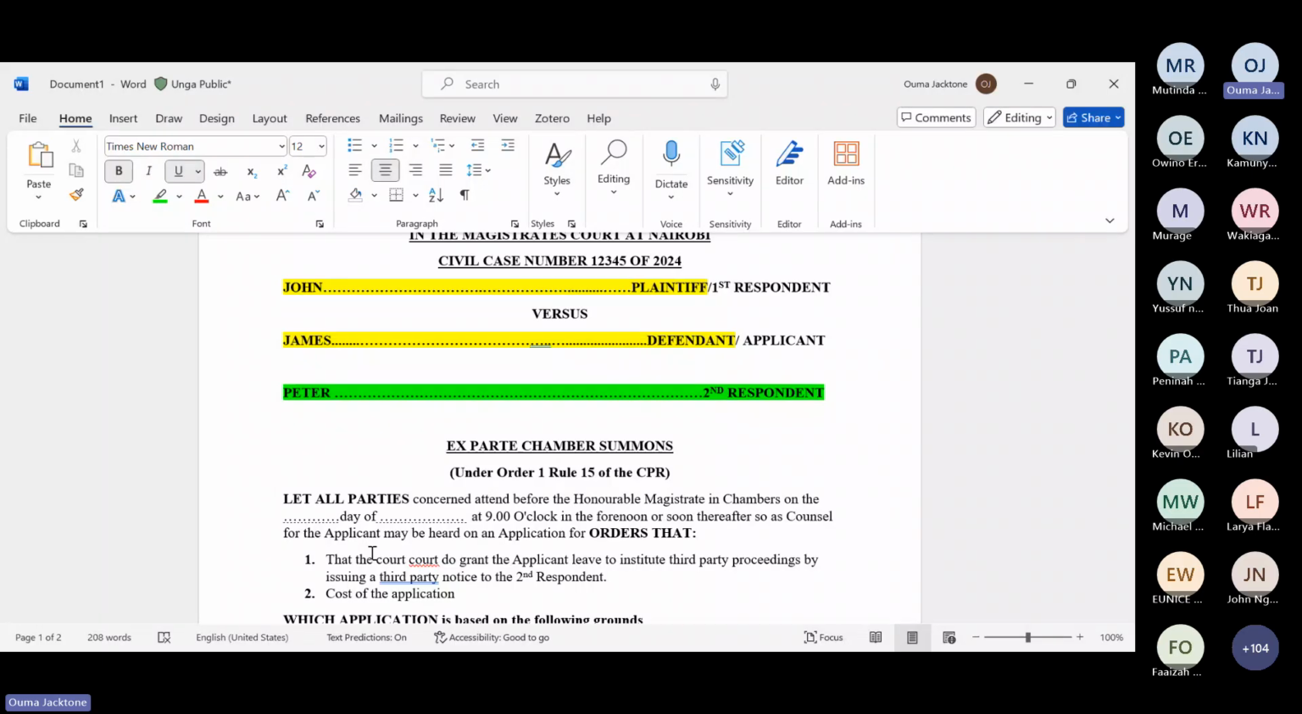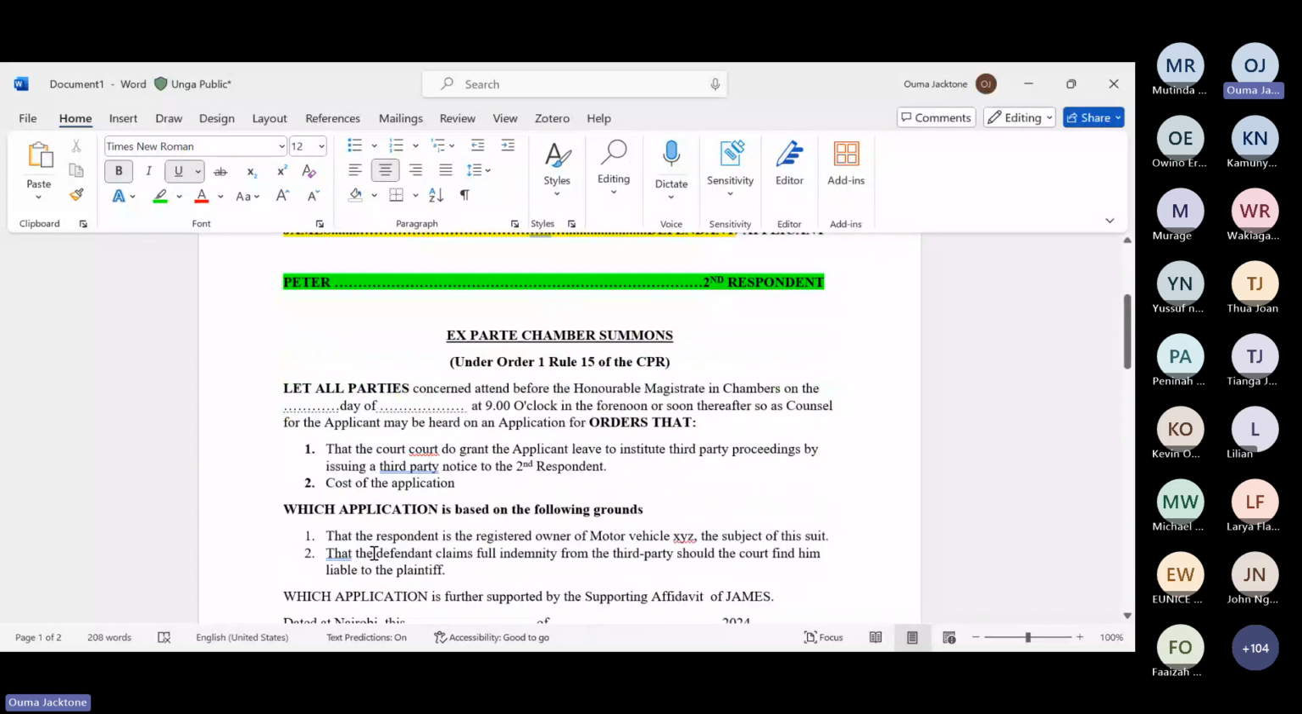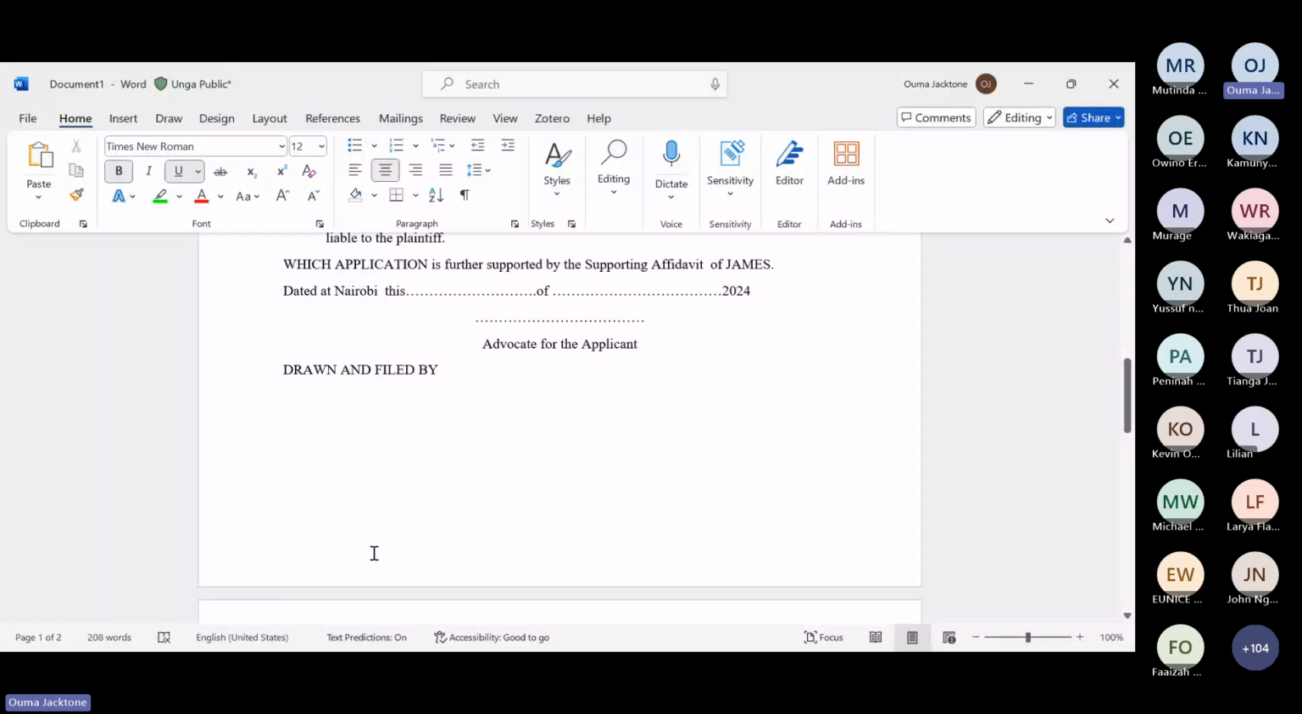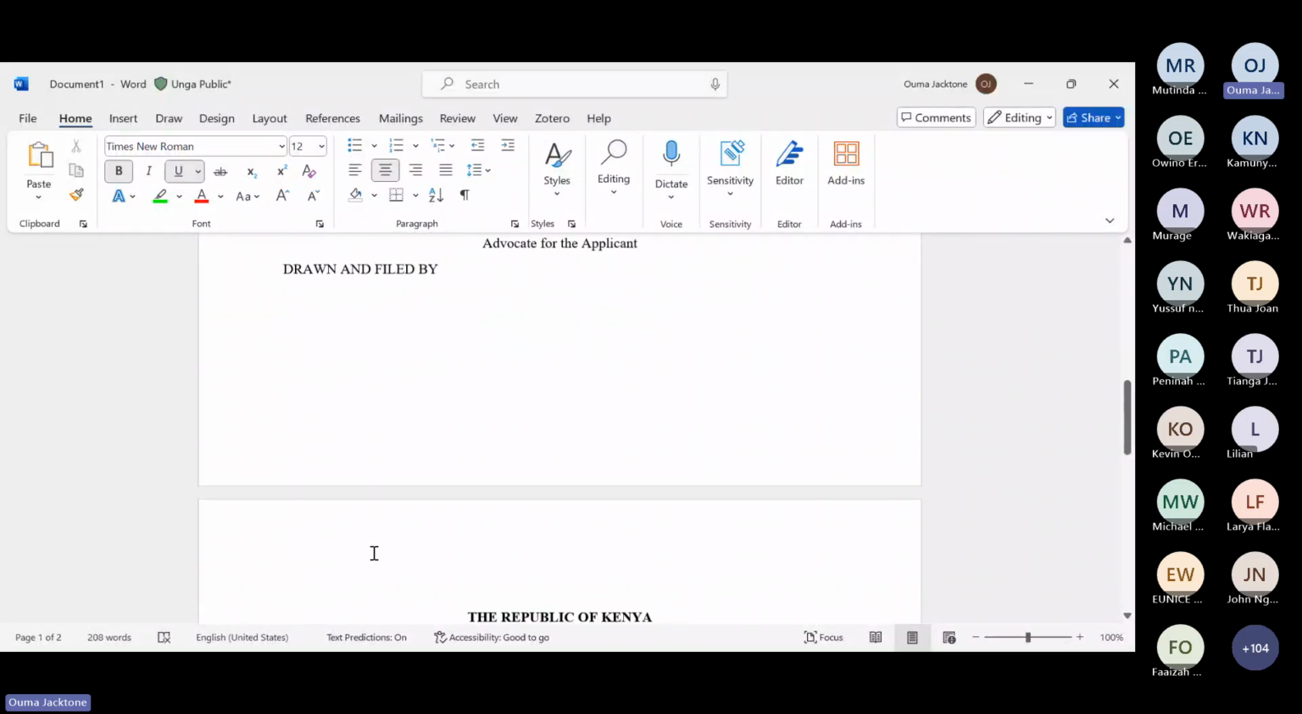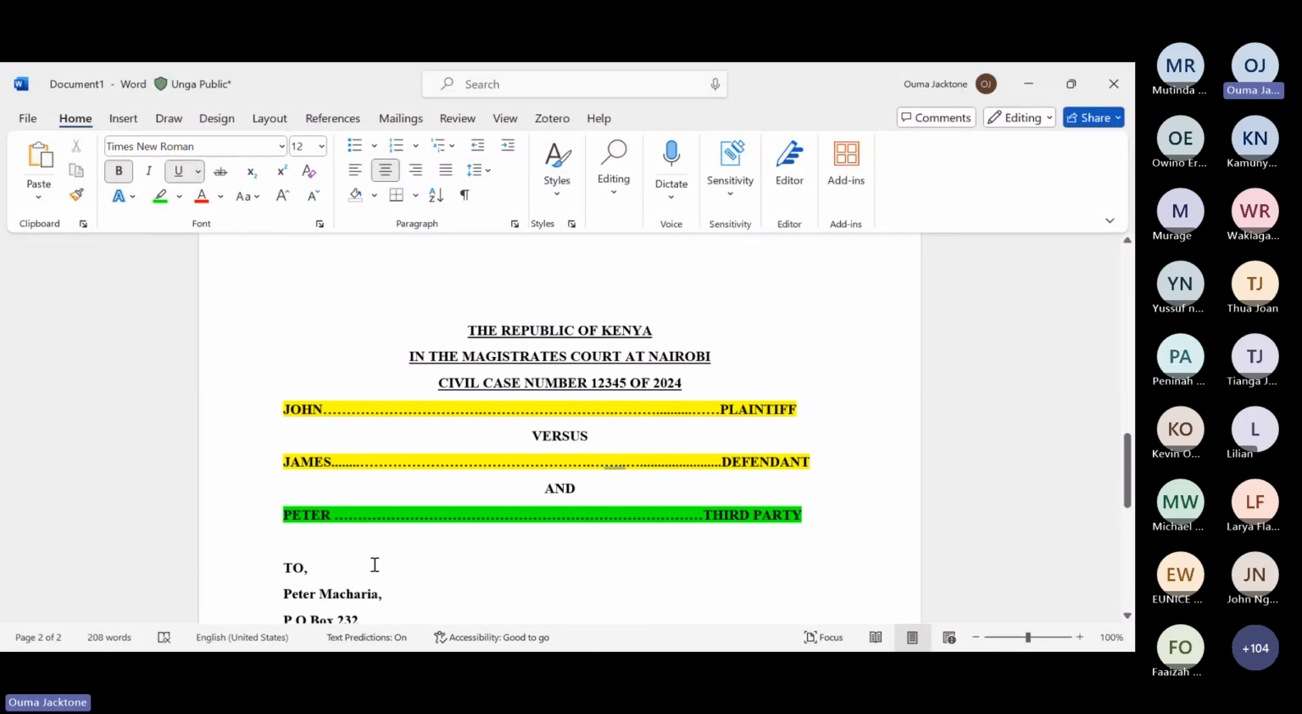How do you institute that? By issuing a third-party notice. How do you get a third-party notice? By making an application in court through chamber summons, and you ask the court to give you leave. You have to get leave to institute third-party proceedings by issuing a third-party notice to the second respondent in that case. Your grounds will always be in the question. You just copy paste them, and then you do your supporting affidavit, which will contain your grounds. Then you come and issue the third-party notice.